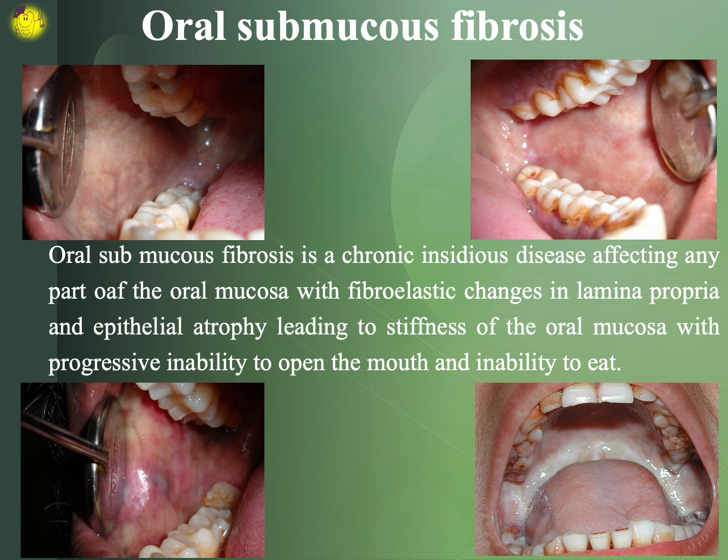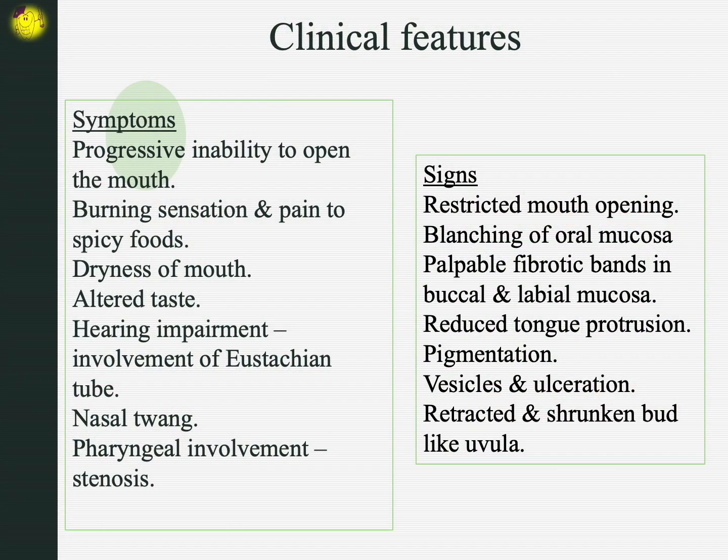Coming to the next condition, which is oral submucous fibrosis, which is another potentially malignant disorder, just like your lichen planus and leukoplakia. It is a chronic insidious disease that affects any part of the oral mucosa with fibroelastic changes in the lamina propria and epithelial atrophy, leading to stiffness of the oral mucosa with progressive inability to open the mouth and eat. So these are some of the clinical signs and symptoms of submucous fibrosis, which initially begins as blanching of oral mucosa, burning sensation, and sensitivity to spicy foods.